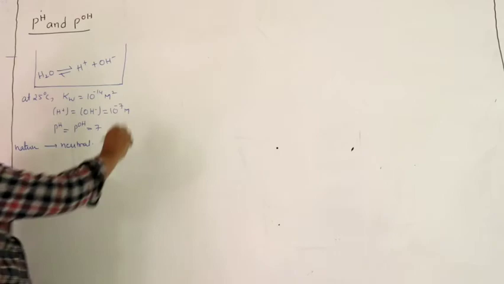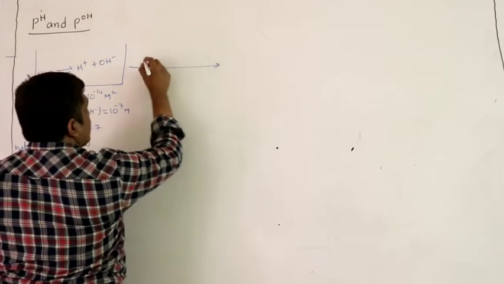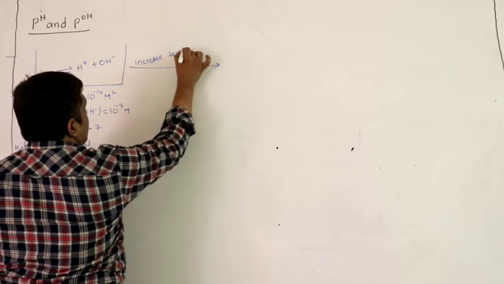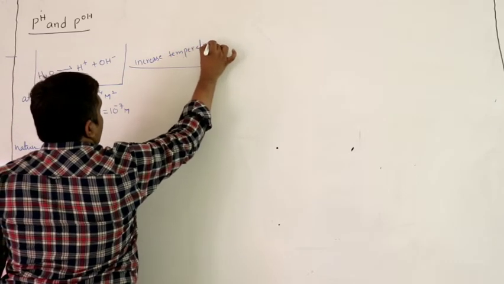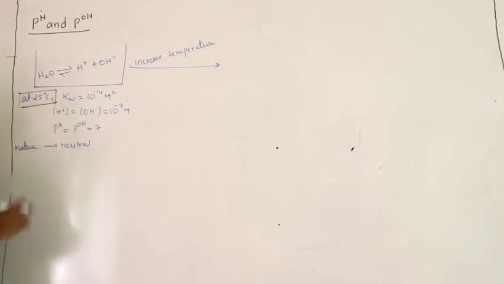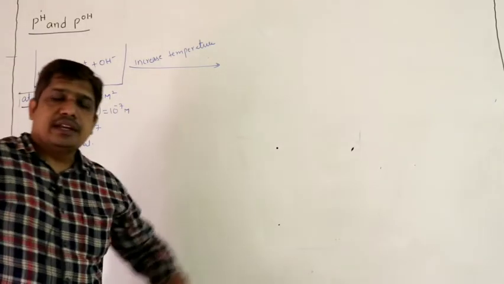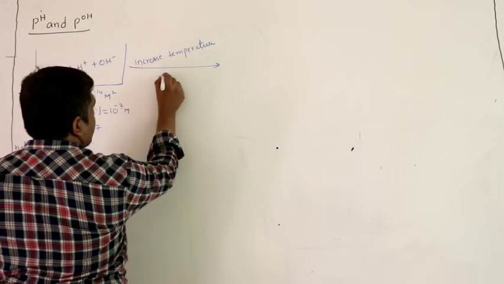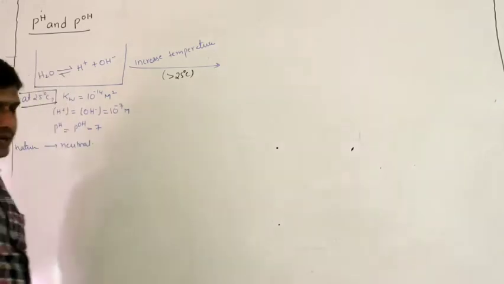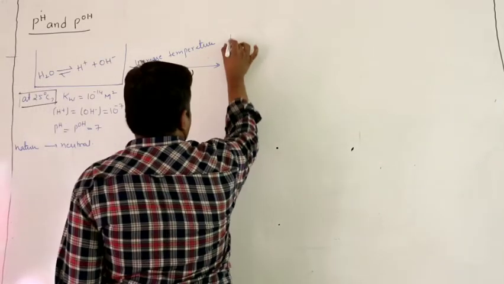When you increase the temperature, nothing but you are heating. Remember, this is at 25 degrees Celsius. So if temperature is increased, it can be 50, 60, 70, 80, 90 like that. So remember, that means temperature should be greater than 25 degrees Celsius. What happens?